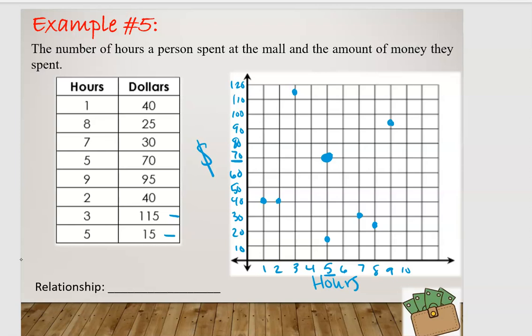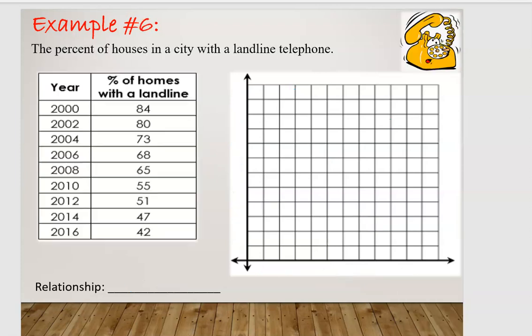So now let's think about the relationship. What kind of correlation do we see with this graph? Based off of what I see right here, I can't make any correlation or relationship. I don't see anything because I could have spent 1 hour and spent $40, or this guy that spent 8 hours and only spent $25. There's no way I could predict what would happen, so there's no correlation or no relationship.